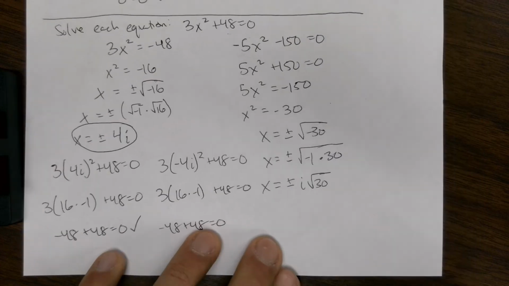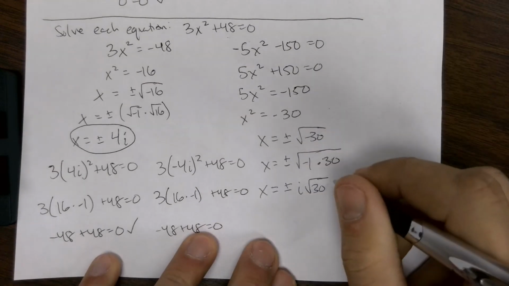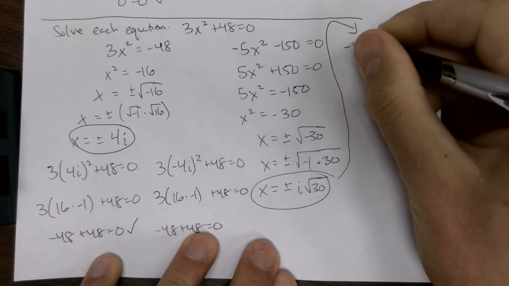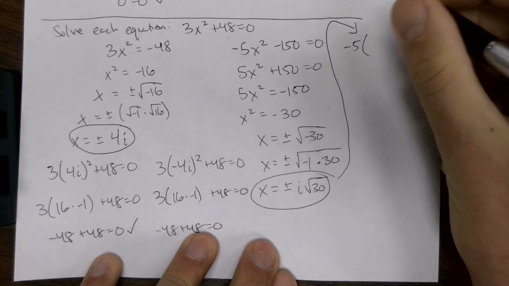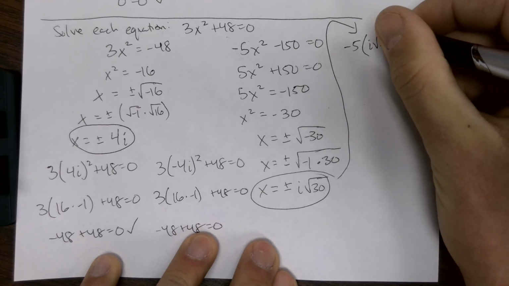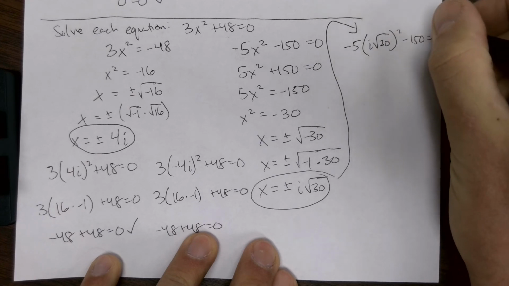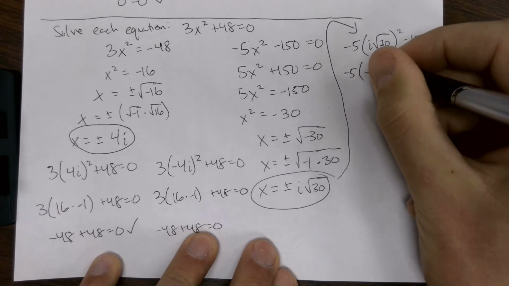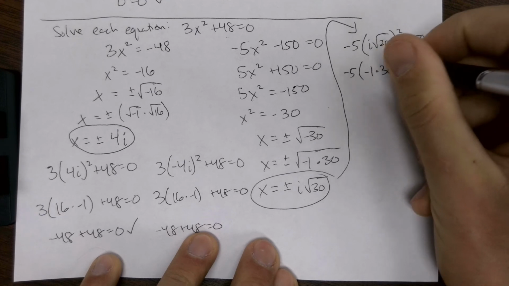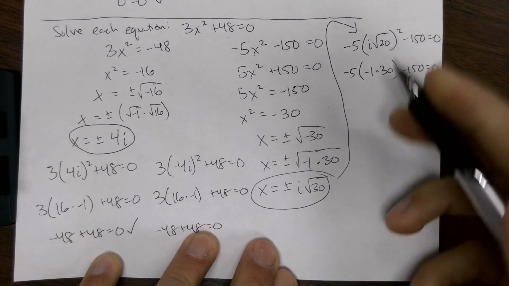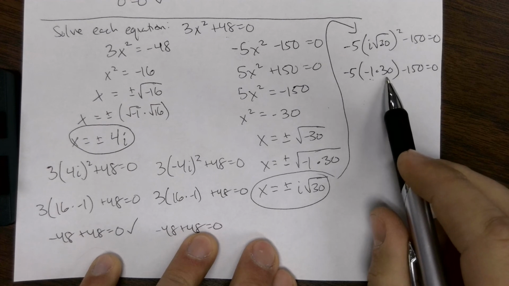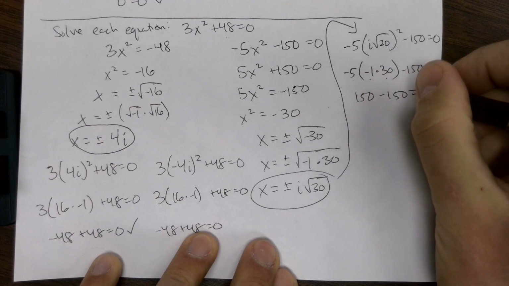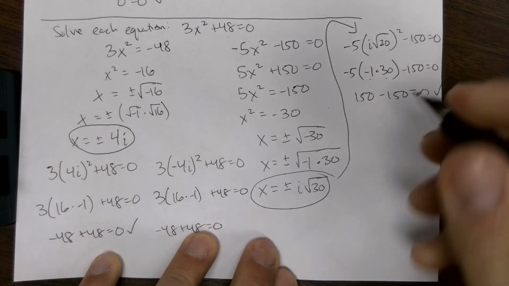Okay, and then I'll check this, so I'm going to take this answer that I have, and I'll throw it back into the equation. Negative 5 times i root 30 squared minus 150 equals 0. Okay, so I have negative 5, i squared is negative 1, root 30 squared is 30, minus 150 equals 0. Negative 1 times 30 is negative 30, times negative 5 is 150. So this checks out. Good.